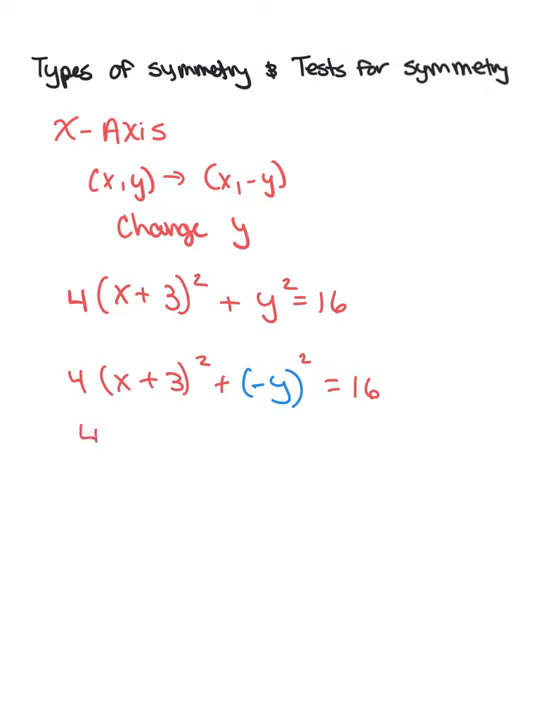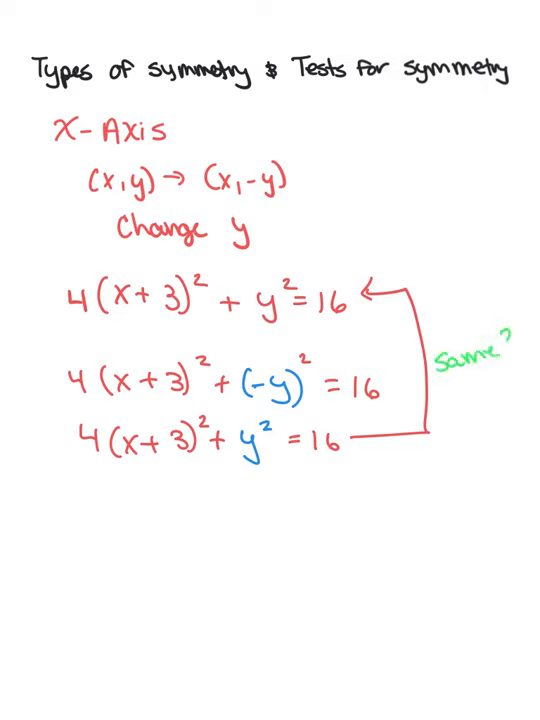And what I want to know is, do I end up with the exact same problem I started with? So what is a negative y squared? Well, a negative y times a negative y is a positive y squared. Is this what I started with? Are these two the same? And that's the question. Are these two the same? If the answer is yes, then it is symmetric with respect to the x-axis.